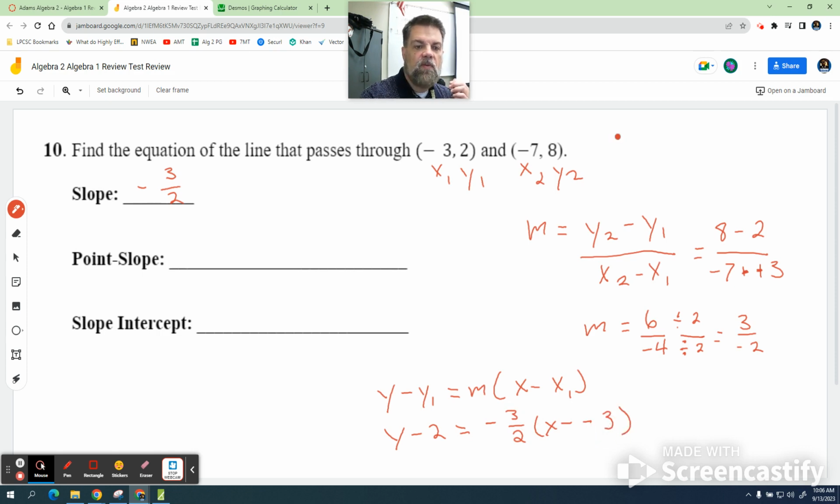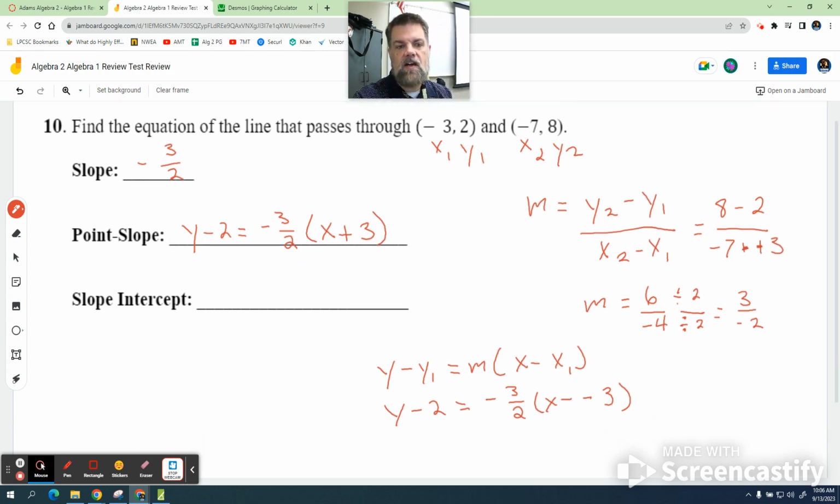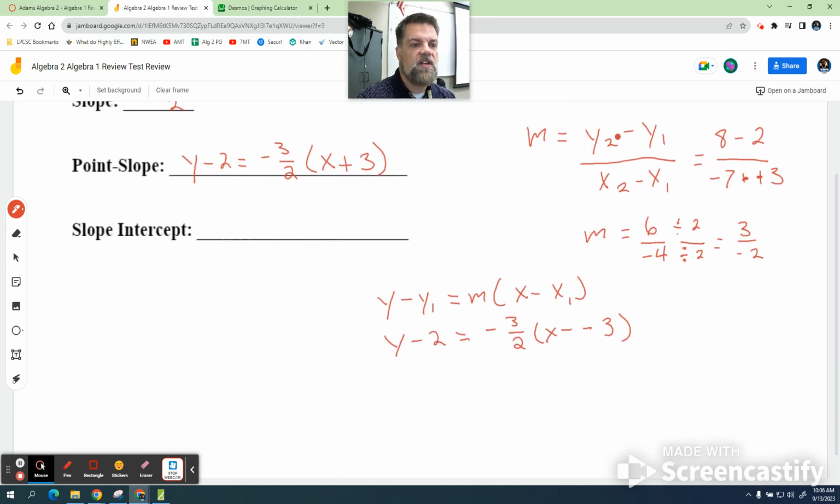Now, if you wrote it that way, I would accept that as the correct answer. Or you could also write it this way. When you minus a minus, it's really a plus. But if you put x minus 3, that's wrong. Right. So now it says, all right, well, write that in the slope-intercept form.